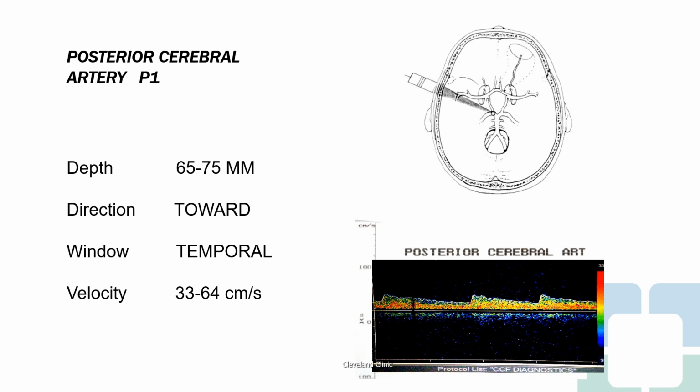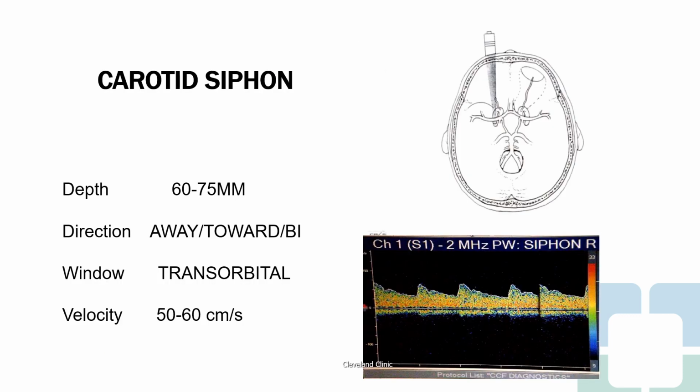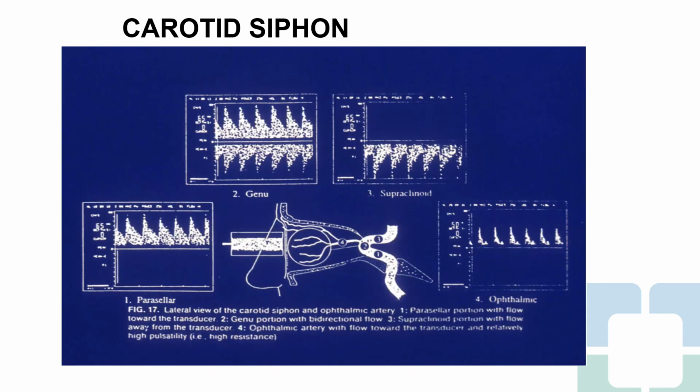The posterior cerebral artery, or P1, is about 65 to 75 millimeters. Its direction is towards the probe, and the velocity is 33 to 64. The next window you can use is the transorbital window. You can look at the carotid siphons and the ophthalmic arteries. The carotid siphon is 60 to 75 millimeters. The direction is away, towards, and bidirectional, the window is transorbital, and the velocity is 50 to 60 centimeters a second.